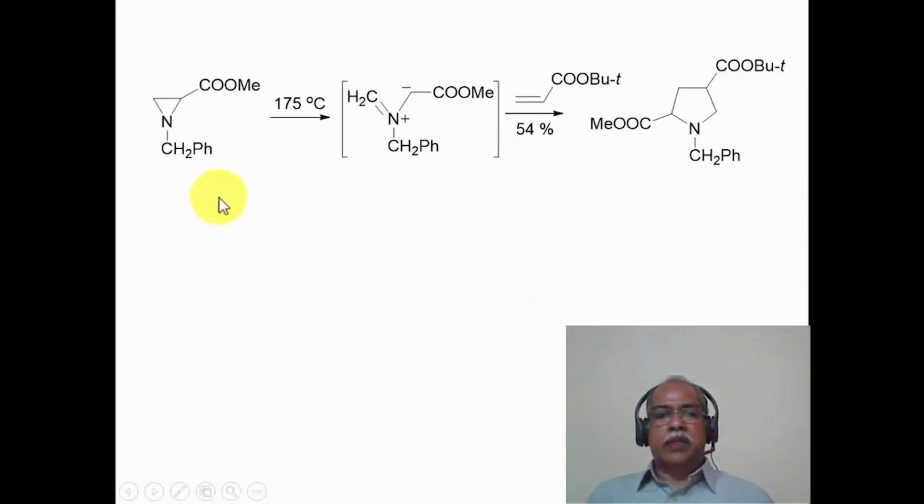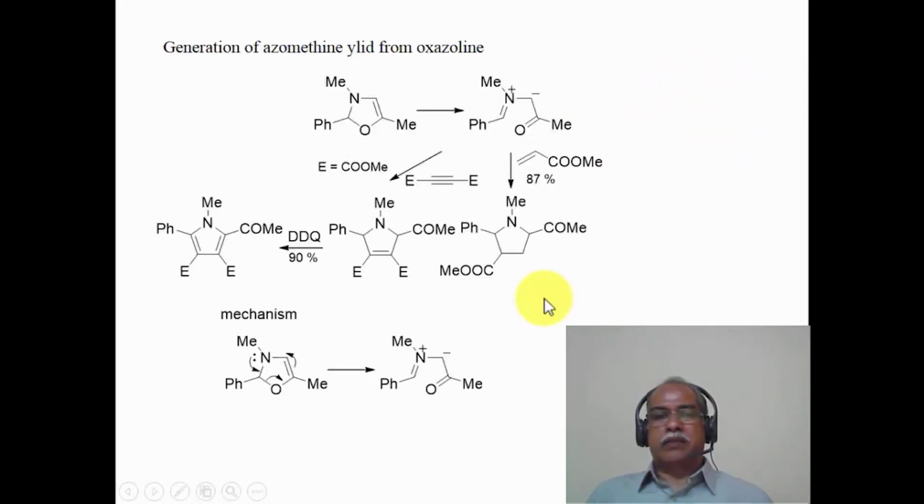Here, the azomethine ylide is generated by the decomposition of an aziridine. This is an azomethine ylide that is generated by the decomposition of the aziridine. When the aziridine is heated to about 175 degrees, that produces this 1,3-dipole as an intermediate, which is trapped by a dipolarophile, which is in this particular case tertiary butyl acrylate, for example, resulting in the regioselective formation of this particular cycloadduct.